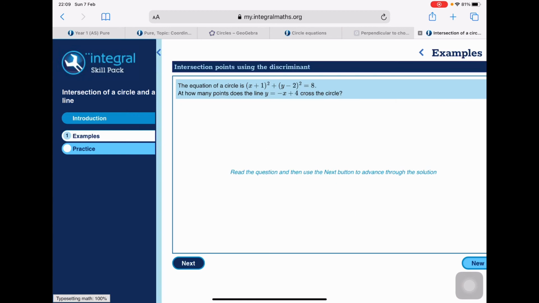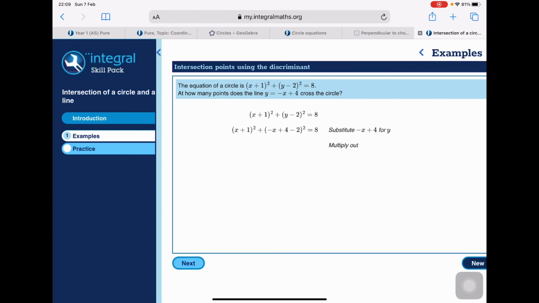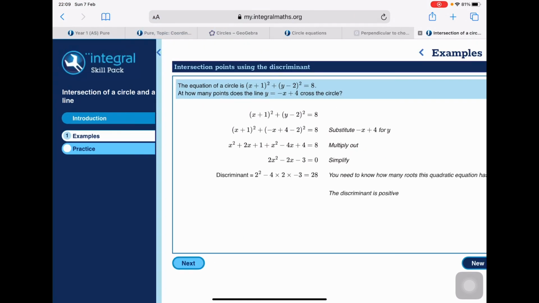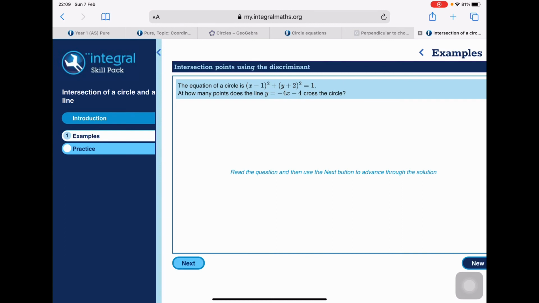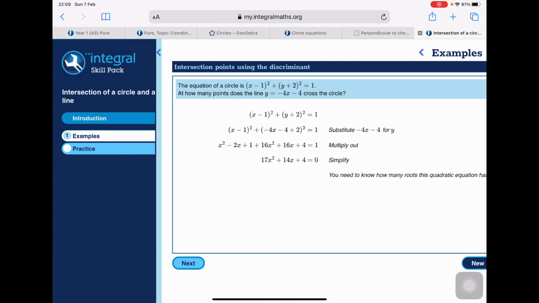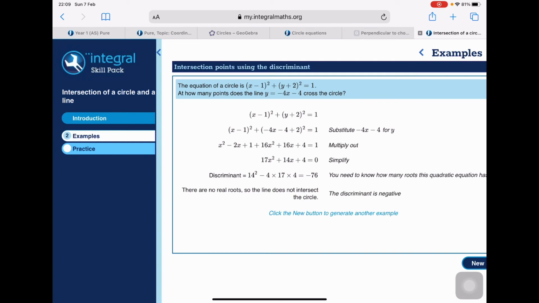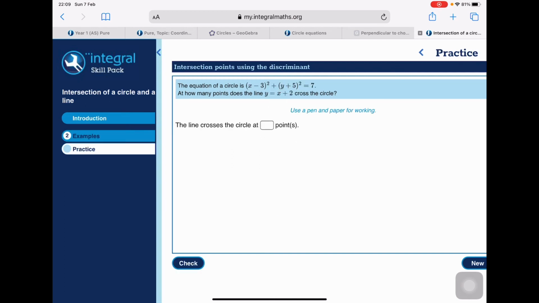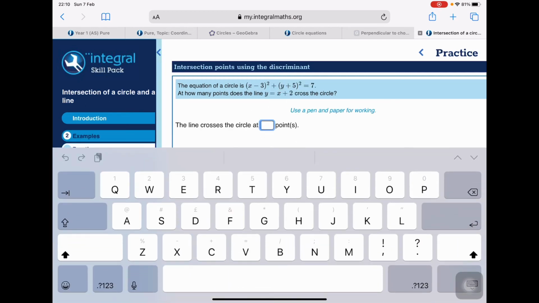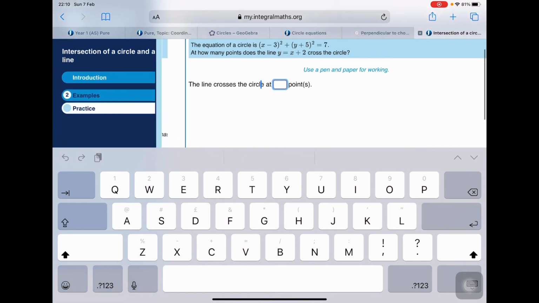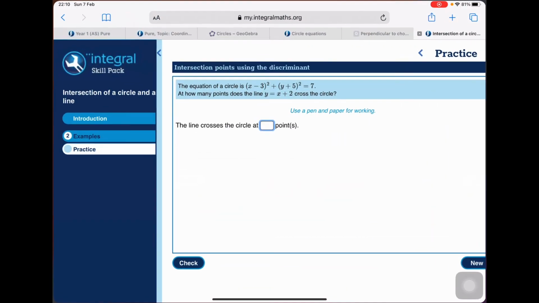You could try looking at a few different examples. Here we have one, let's just see the answer. 28, okay, so it's positive again, but I'm sure there are some which will give you different answers. So negative 76. The discriminant is negative. So if it's negative, there are no real roots, so the line does not intersect the circle. Have a go at answering some practice questions as well. Here you'd have to write 2, 1 or 0. Of course, you do your working out on paper.